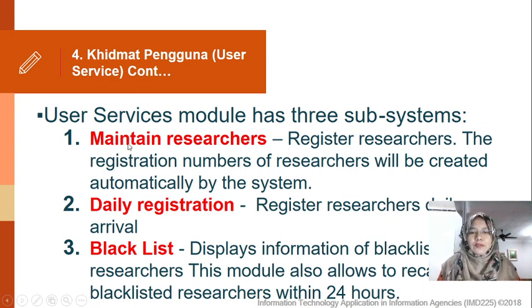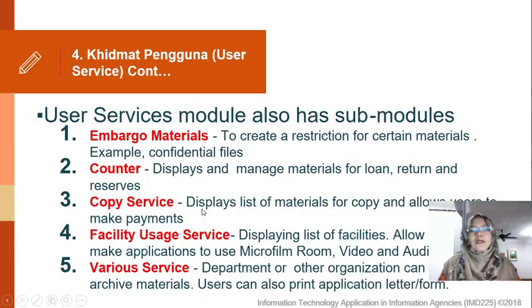So the user service module has three subsystems, which is maintain researcher, which includes the process of registration of the researcher. The registration number of the researcher will be created automatically by the system. And daily registration, researcher daily arrival, and also blacklist, display information of blacklisted researchers. This module also allows recalling a blacklisted researcher within 24 hours. This one is for embargo materials, and I just want you to find out in detail what embargo material is all about.